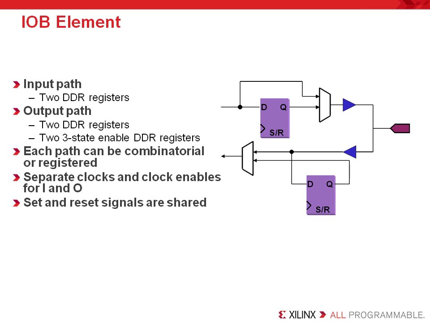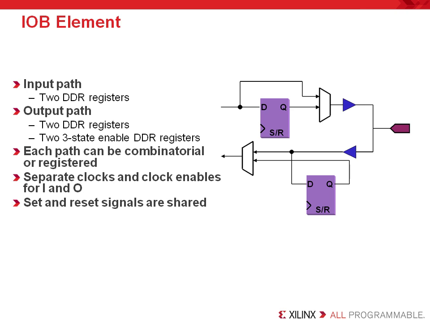But all these features are, of course, optional. Note, each input and output path can be combinatorial or registered. While this is optional, experienced designers recognize the significant benefits of always registering the input paths to the FPGA and likewise registering their output paths. This allows for improved system speed and better design reliability.